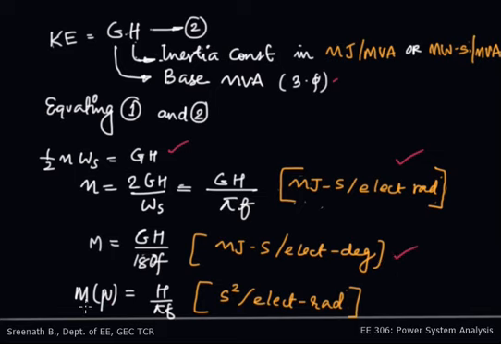Now once you divide this M with G, you will be converting it into per unit, since G is your base MVA. So you will be getting H by pi f. M per unit is equal to H by pi f. So the unit will be second squared per electrical radian.